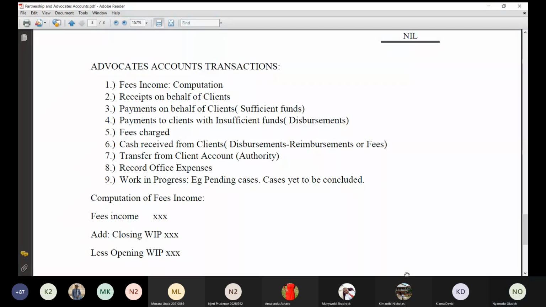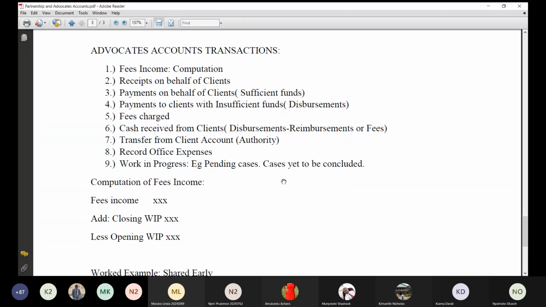Then I'll go to a question that I'd also shared in our previous class, which will be the question that we are going to review today on advocates' accounts. As an advocate, you will be required to have your accounts maintained. And there are requirements as to that. There's the Advocates Act, and of course, there is also the Advocates Deposit Interest Rules.